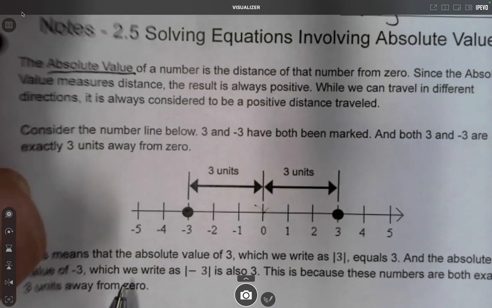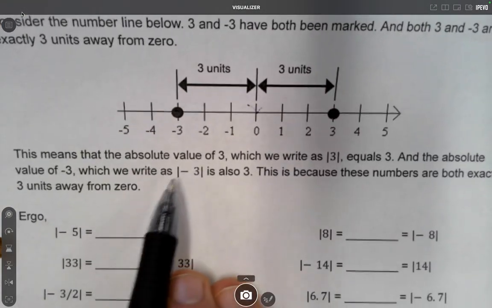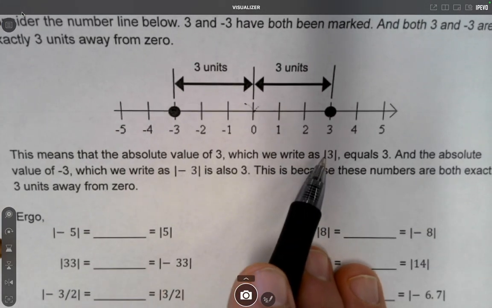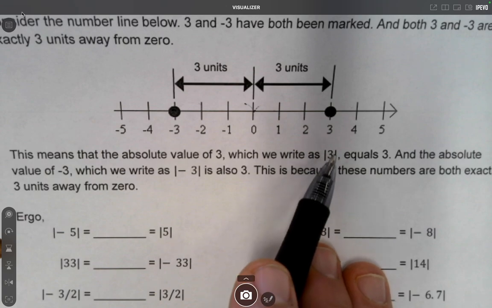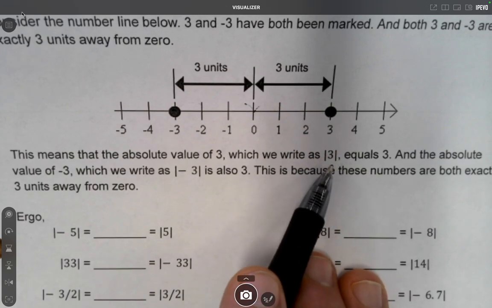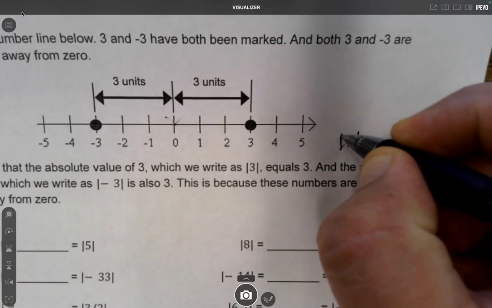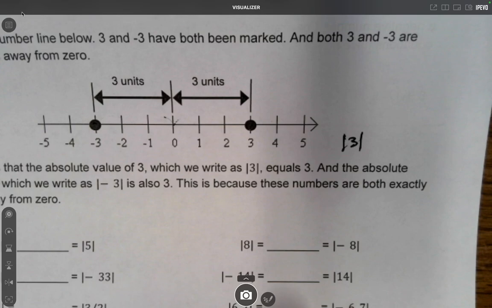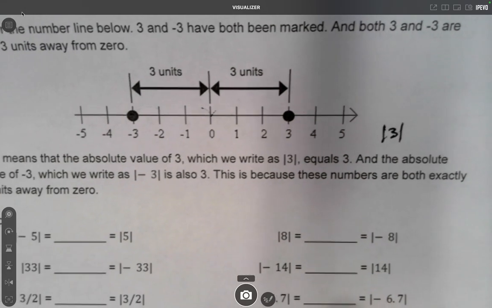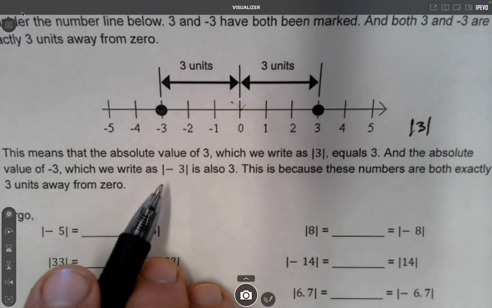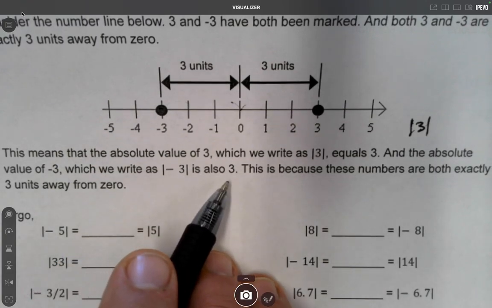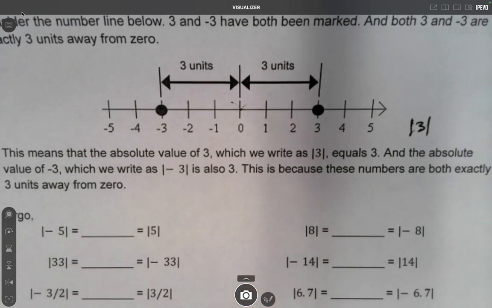So that means the absolute value of 3, which is written as two straight lines a little bigger than the number. It doesn't look great with this font, but the point is it should be a little bigger than the number when you draw it. The absolute value of 3 is 3 because it's 3 units away from 0. The absolute value of -3 is also 3 because it's also 3 units from 0.